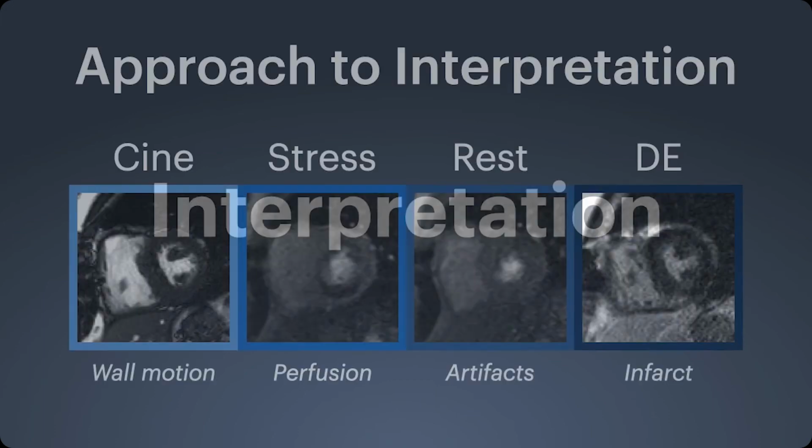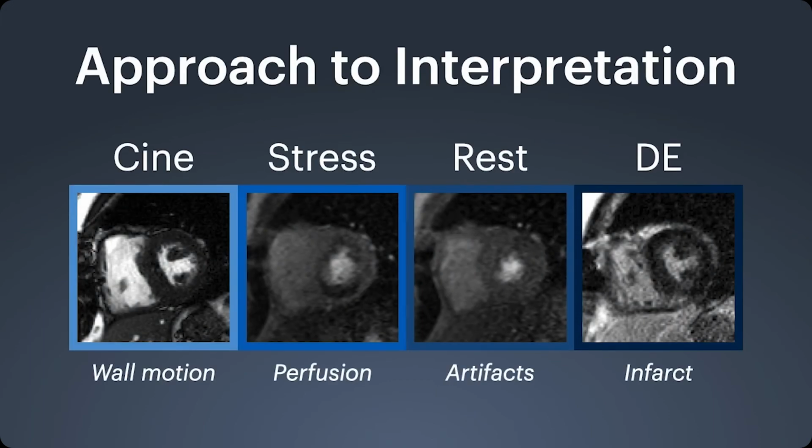All right, so how do we interpret the images now that we have them? Well, our approach to interpretation relies on taking a look at our cine imaging. Here we're looking for wall motion abnormalities. We look at our stress sequences to look for perfusion abnormalities. We look at the rest to see if there are matched or unmatched defects. If it's matched, it may represent artifact. And we look at our delayed enhanced imaging to look for the presence of myocardial infarct. So those are the main sequences that we're going to be assessing.